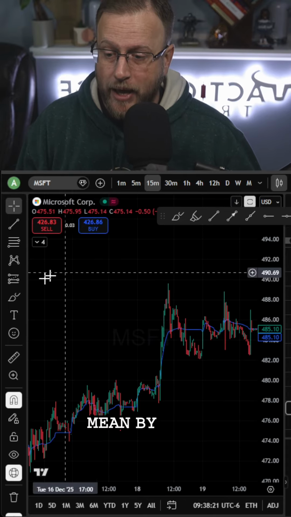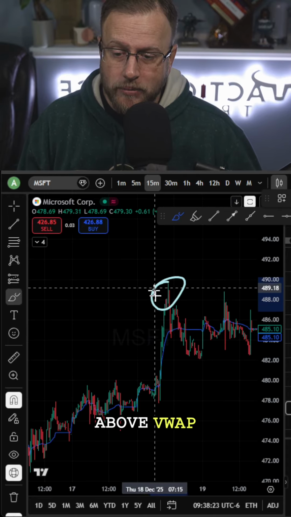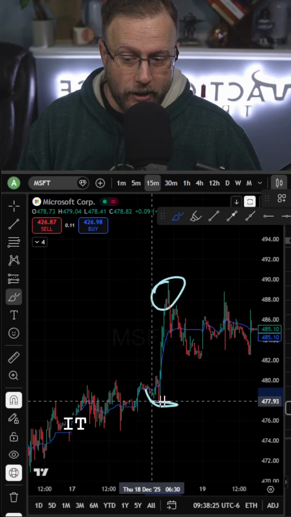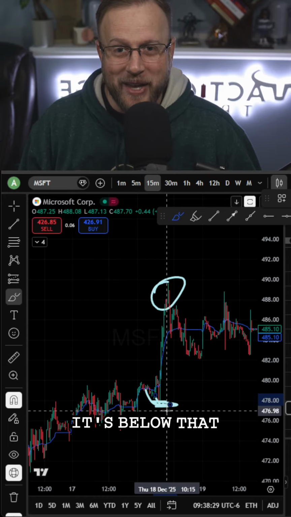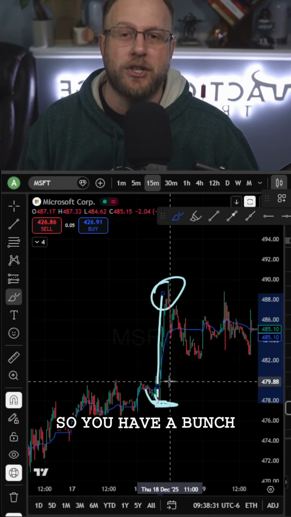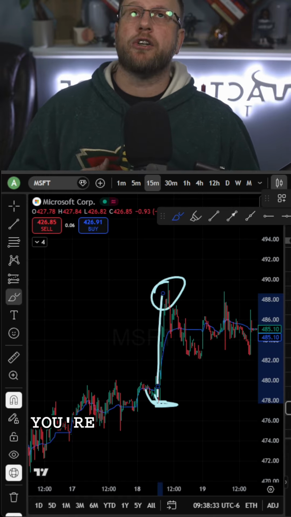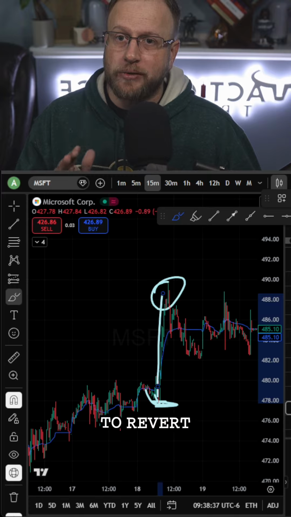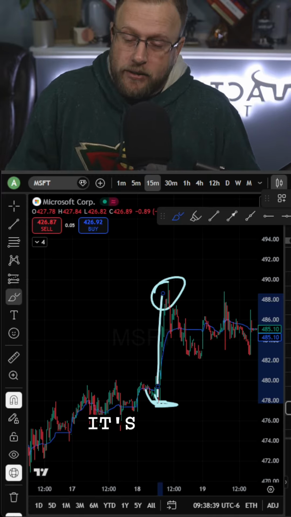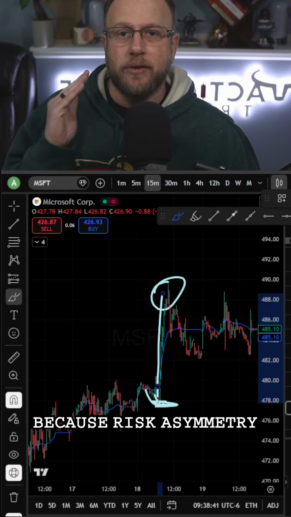So here's what I mean by that. Above VWAP, the move happened. It was right here, right? So where's invalidation? Well, it's below that, right? So you have a bunch of risk. You're taking on higher risk, not because price has to revert, but because risk asymmetry flips.